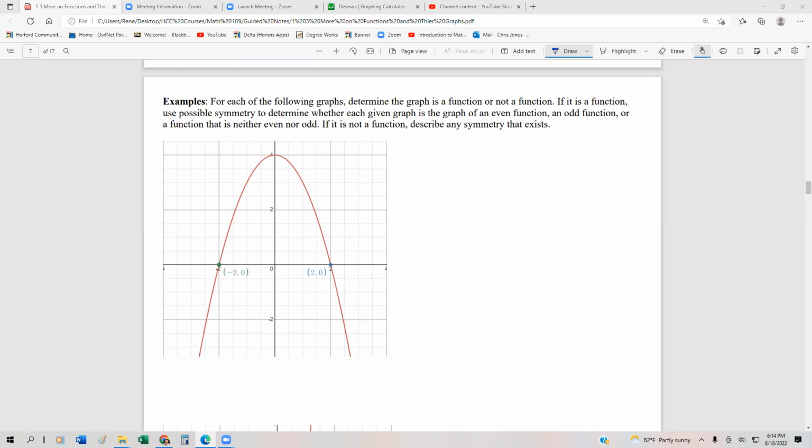So in these examples, what we want to do is determine, first of all, if it's a function or not a function. And then if it is a function, determine if it's even, odd, or neither even nor odd. And if it's not a function, describe any symmetry that might exist. All right, so first things first, is it a function?